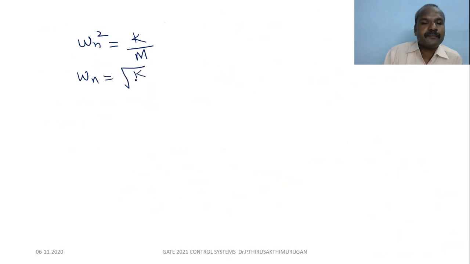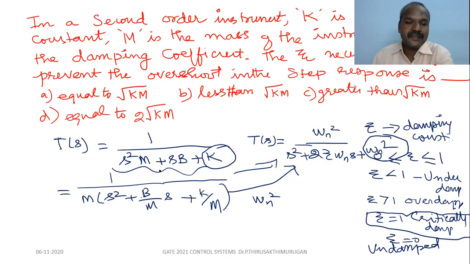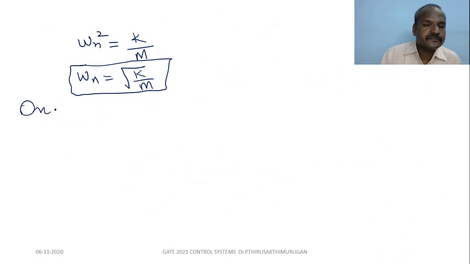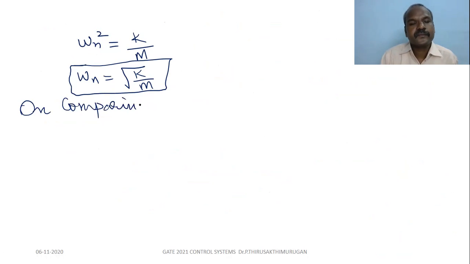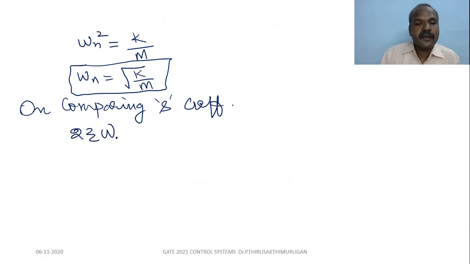The constant term: omega n square equal to k by m. So what is omega n? Square root of k by m. Next we should compare the s coefficient. What is the s coefficient here? 2 zeta omega n. On comparing the s coefficient, we get 2 zeta omega n equal to b by m.